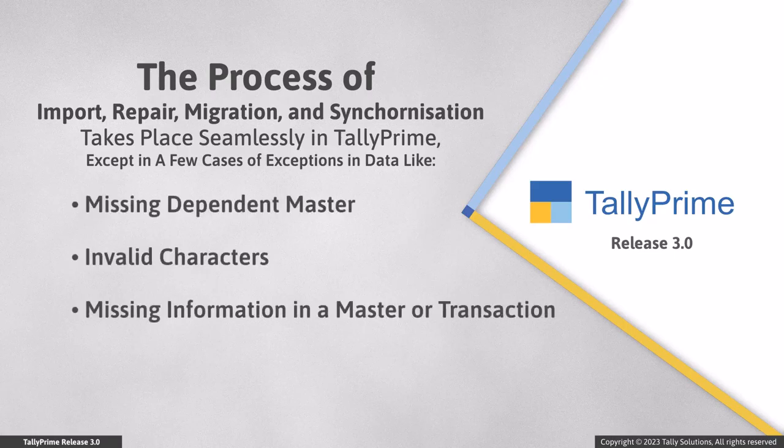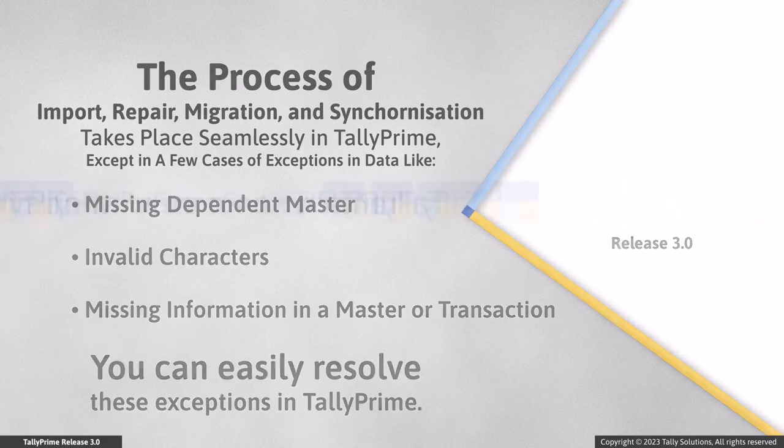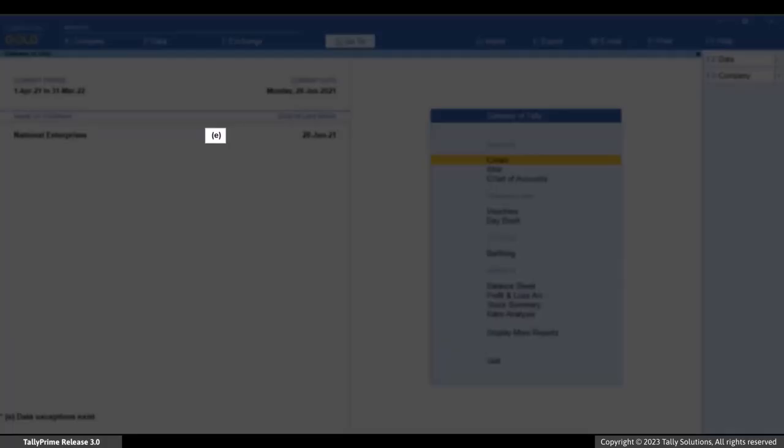However, there can be some instances in which the data has some exceptions, such as a missing dependent master, invalid characters, or a piece of missing information in a master or transaction. TallyPrime Release 3.0 brings in the facility that helps you not only to identify the exceptions during the process, but also resolve those so that the respective masters or transactions become part of the data with the appropriate details. Whenever there are exceptions, TallyPrime shows the alphabet E on gateway of Tally, which reminds you to resolve exceptions.